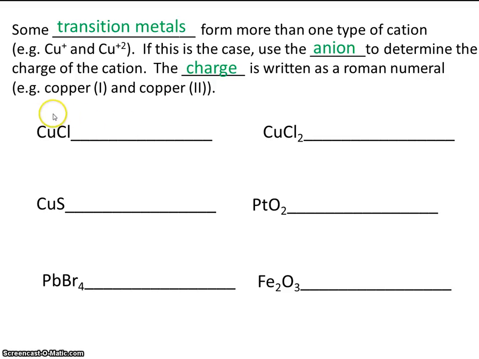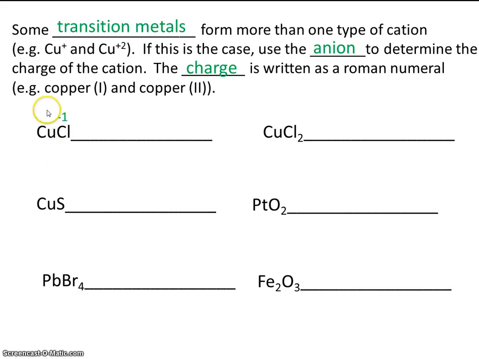Okay, here we go. This is copper chloride. But you'll notice that copper is a transition metal. And because copper is a transition metal, we don't necessarily know what the charge is. Is it copper 1? Is it copper 2? We don't know. So if you notice a transition metal, then that means we're going to have to use the anion, remember that's the thing that comes second, to determine the charge on copper. And then once we figure out the charge, it is going to be written as a Roman numeral. So using your periodic table, you know that chloride always has a charge of -1.